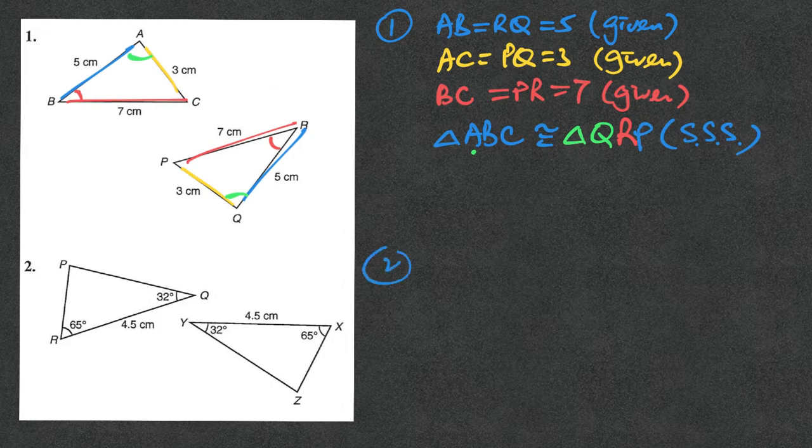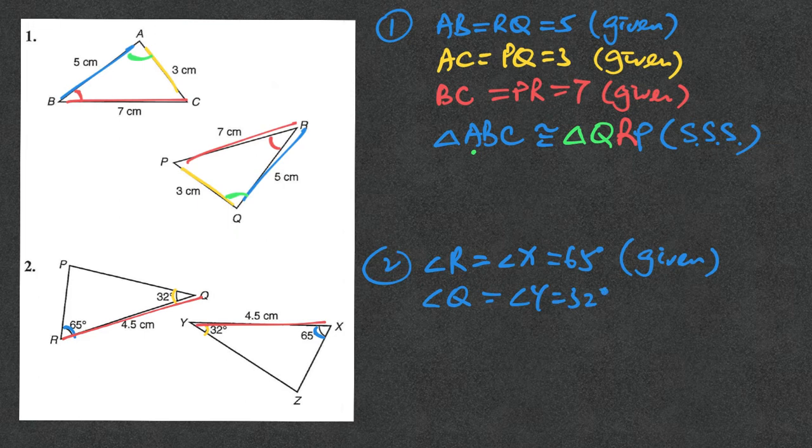Next, number 2, and now you can see it's a totally different condition because this time we have angle 65 and then 32, and finally a length of 4.5, which is right between the two equal angles. So let's start the proof. We have angle R is equal to angle X equal to 65 degrees, and we say it is a given condition. Angle Q equal to angle Y equal to 32 degrees, again it is a given condition.